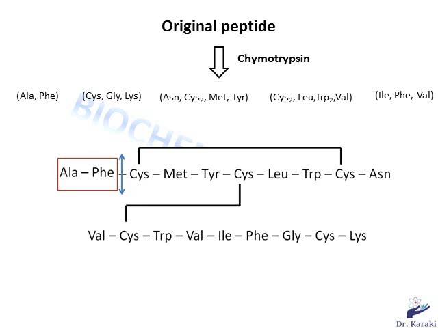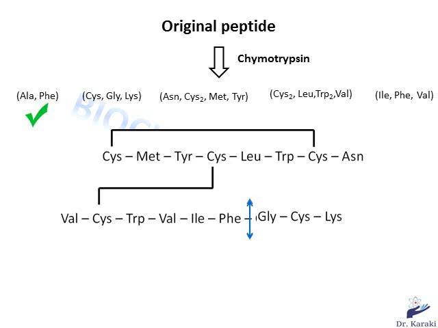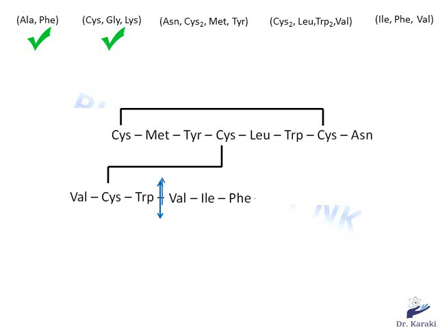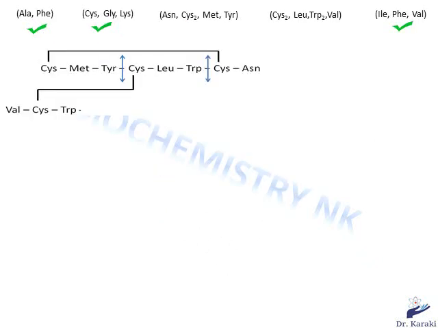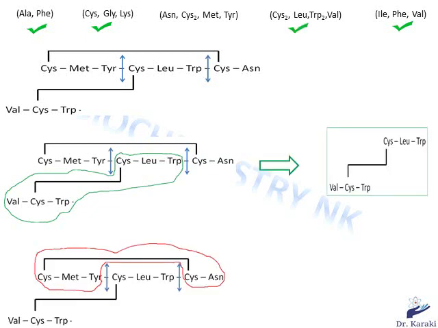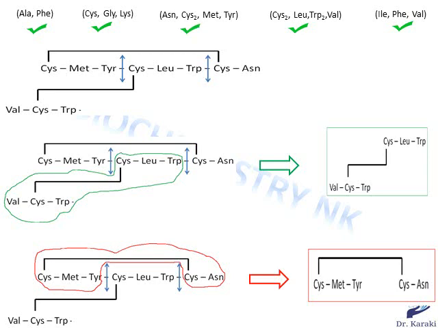Now, when we treat the polypeptide chain with an endopeptidase like chymotrypsin, which cleaves after phenylalanine, tyrosine, and tryptophan, cleaving the polypeptide after phenylalanine will release the fragment alanine, phenylalanine. And when it cleaves here, after phenylalanine, it will yield this fragment, glycine, cysteine, lysine. When it cleaves after the tryptophan, it will yield the fragment valine, isoleucine, phenylalanine. When it cleaves after tyrosine and of course after tryptophan, we will have this fragment here and the one here, both relating the cysteines. So this is how we solve such an exercise.